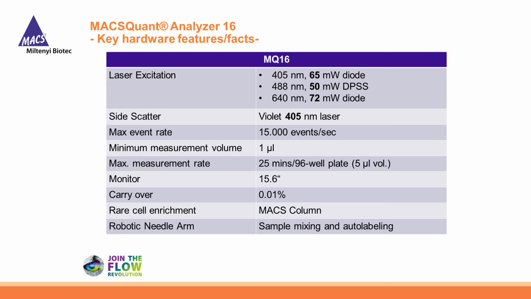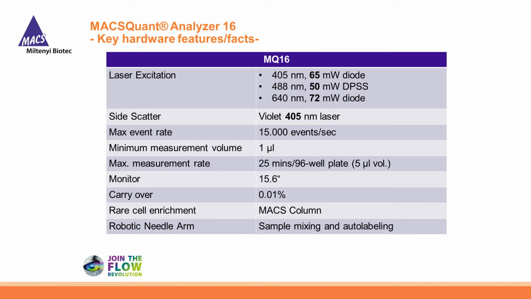The event rate capacity is now up to 15,000 events per second, with a minimal measurement volume as low as 1 microliter. The max measurement rate will allow you to acquire 5 microliters per well from a 96 well plate in 25 minutes, and we have increased the built-in monitor size on the device to make the interaction easier for the user. The carryover is 0.01% under standard mode in normal operating conditions, which is one of the lowest carryover devices in the market.